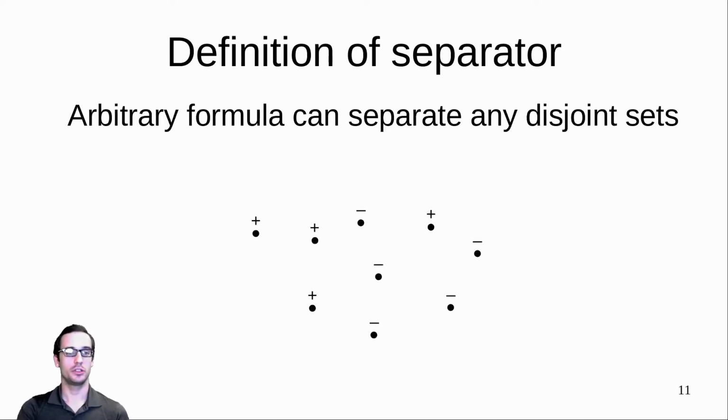Now there's a small issue with this definition in that if we allow arbitrary formulas, we can separate any disjoint sets. In particular, we can write down a formula which is true for exactly one structure. And then if we take the disjunction of all of these formulas for all of the positive structures, we'll get a separator. Now the problem is that this separator is highly overfit to the exact examples that it was given, and so we don't expect it to generalize well for new examples.